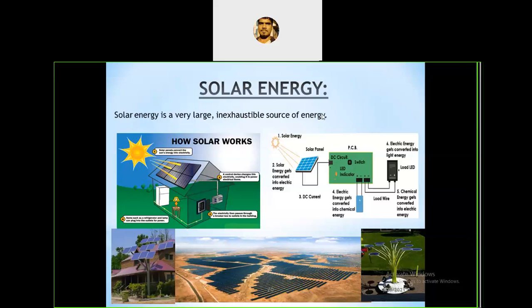Thus, in principle, solar energy could supply all the present and future energy needs of the world on a continuing basis. And this makes it one of the most promising unconventional or non-conventional energy sources, because it is providing an enormous amount of energy for our earth crust.